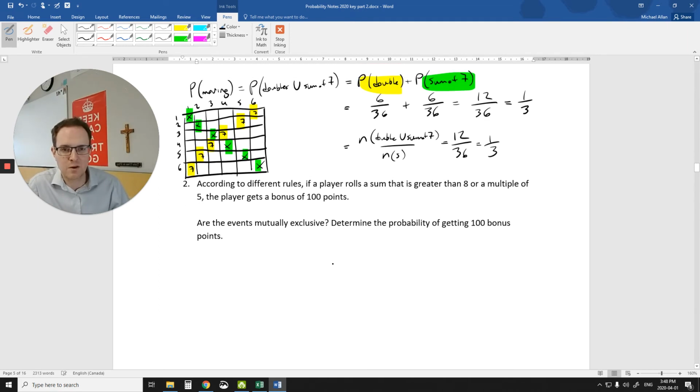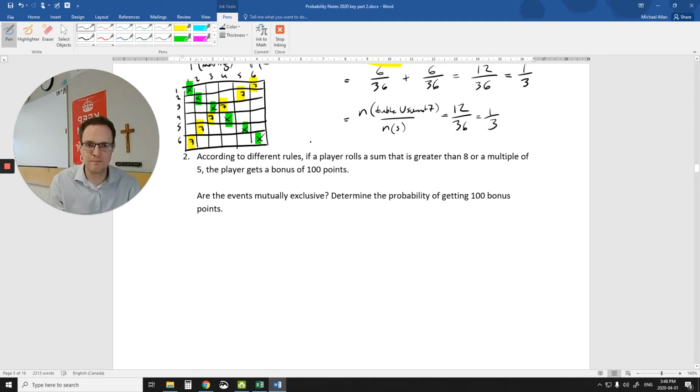Okay. Now, according to different rules here, if a player rolls a sum that is greater than 8 or a multiple of 5, they get a bonus of 100 points. Right? So I'm going to be using the same sample space. I was thinking maybe I can just select that sample space there. Might as well just redraw it. Nah, maybe not. I'll just go up here.